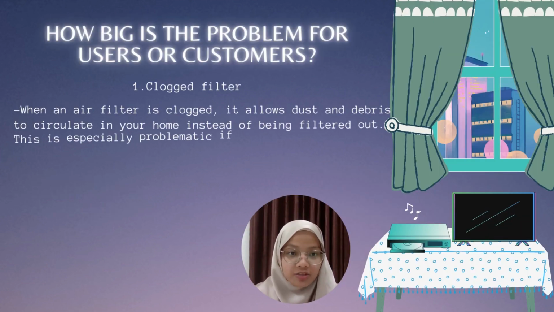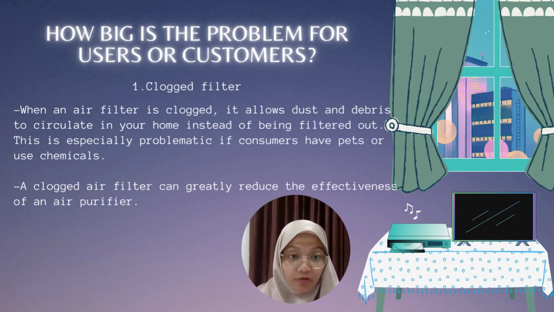Next, we are going to elaborate more on a clogged filter. When an air filter is clogged, it allows dust and debris to circulate in your home instead of being filtered out. This is especially problematic if the consumer has a pet or uses chemicals. A clogged air filter can greatly reduce the effectiveness of an air purifier.